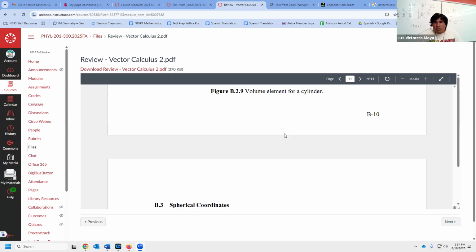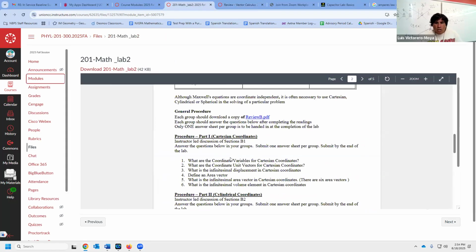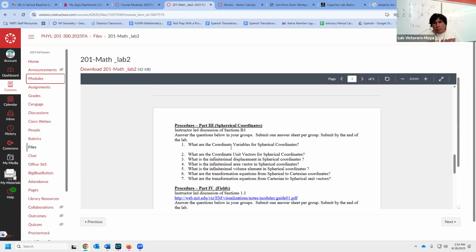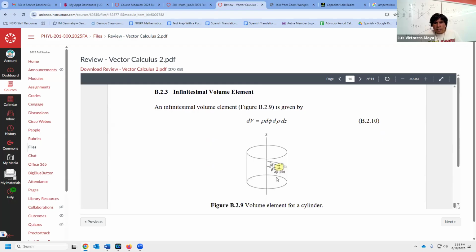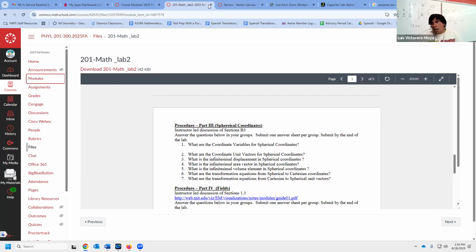So that is what you can find in this guide that will help you to answer the questions. Part 1 is Cartesian, part 2 cylindrical, and then part 3 spherical is the same. You just have to follow what you find here in this guide for spherical coordinates. It's just r, theta, phi, not r, theta, z. So now you have a phi element in there.